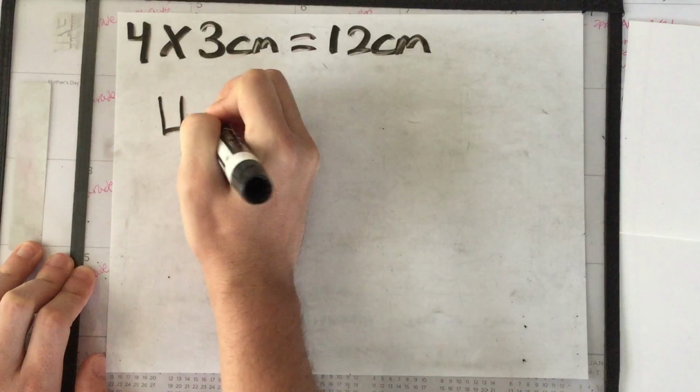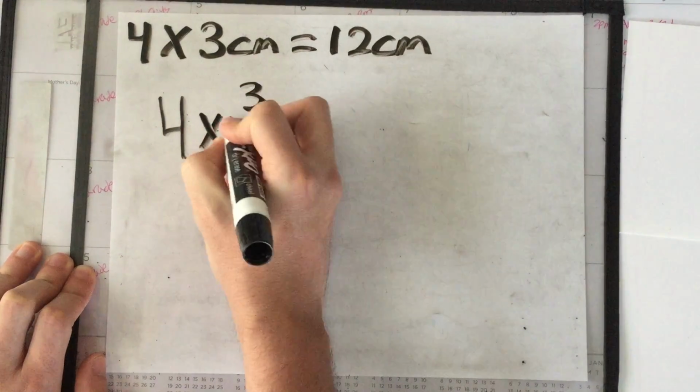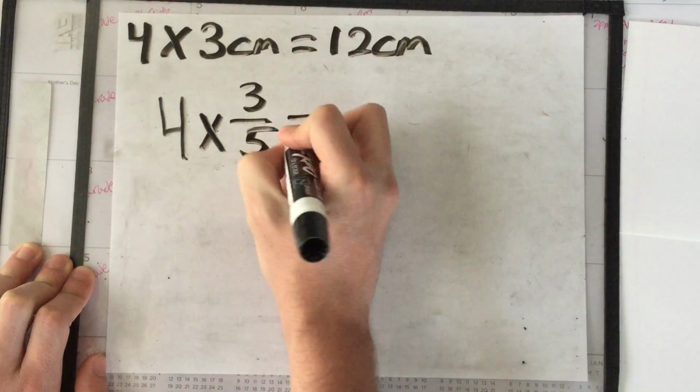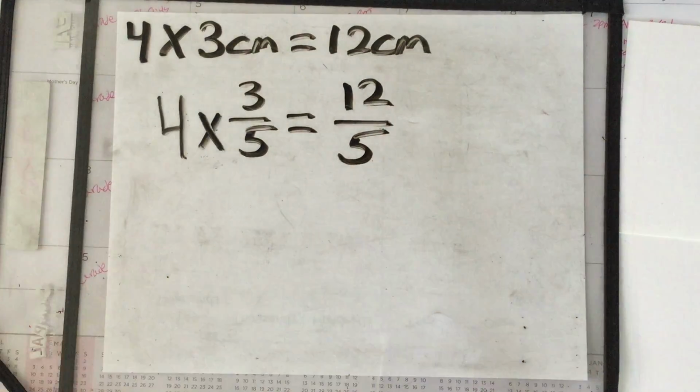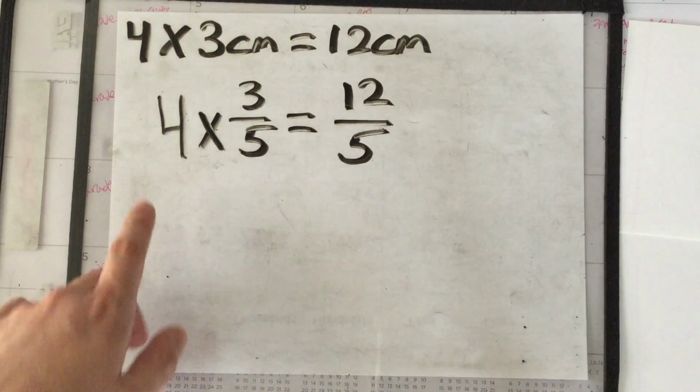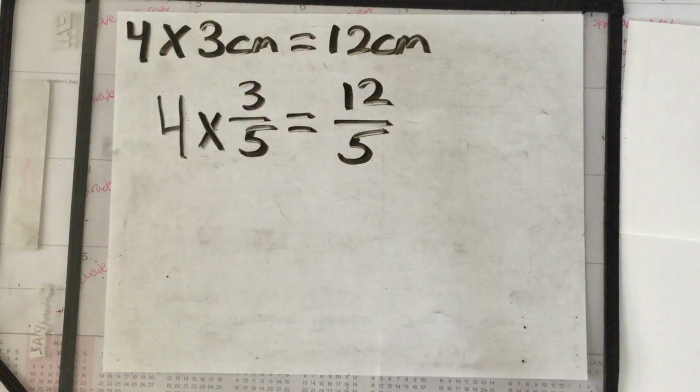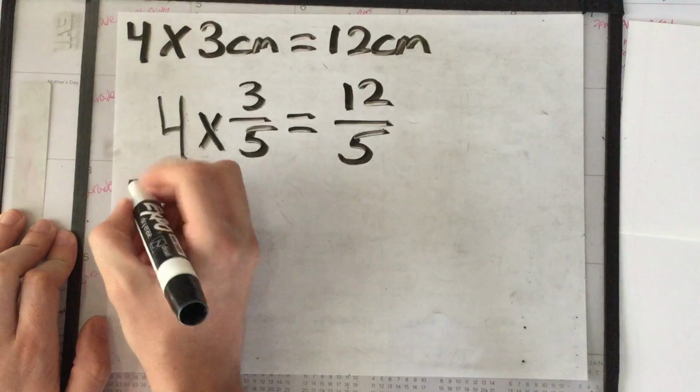4 times 3/5 equals 12/5. Look at what we did here. Are you seeing that 4 times 3? 4 times 3 is 12. Our unit was 5. Nothing changed here.